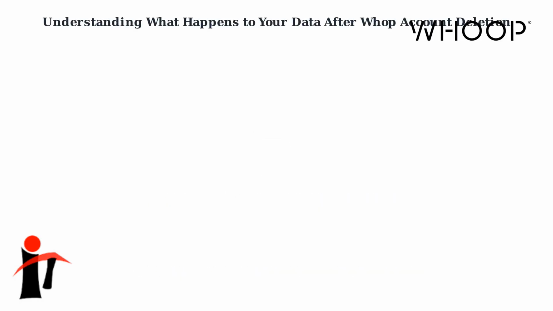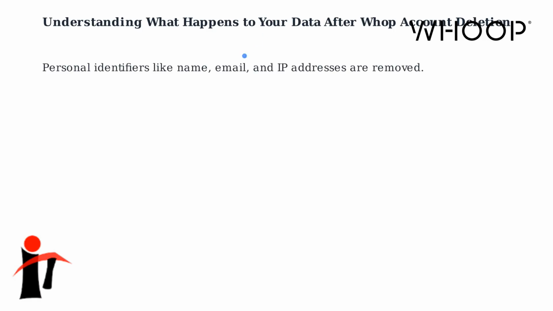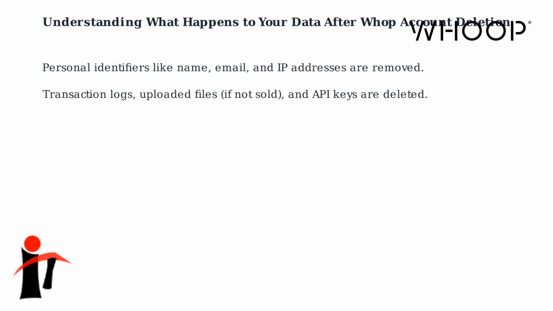When you permanently delete your Whop account, several things happen to your data. Personal identifiers like your name, email address, and IP addresses are removed. Transaction logs, uploaded files, if not sold to others, and API keys are also deleted.